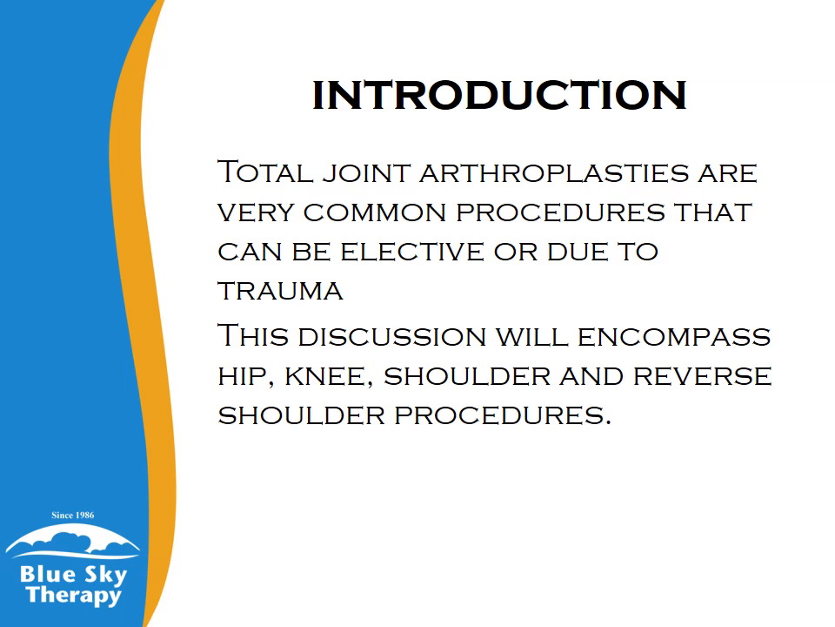Introduction. Total joint arthroplasties are very common procedures that can be elective or due to trauma. This discussion will encompass hip, knee, shoulder, and reverse shoulder procedures.